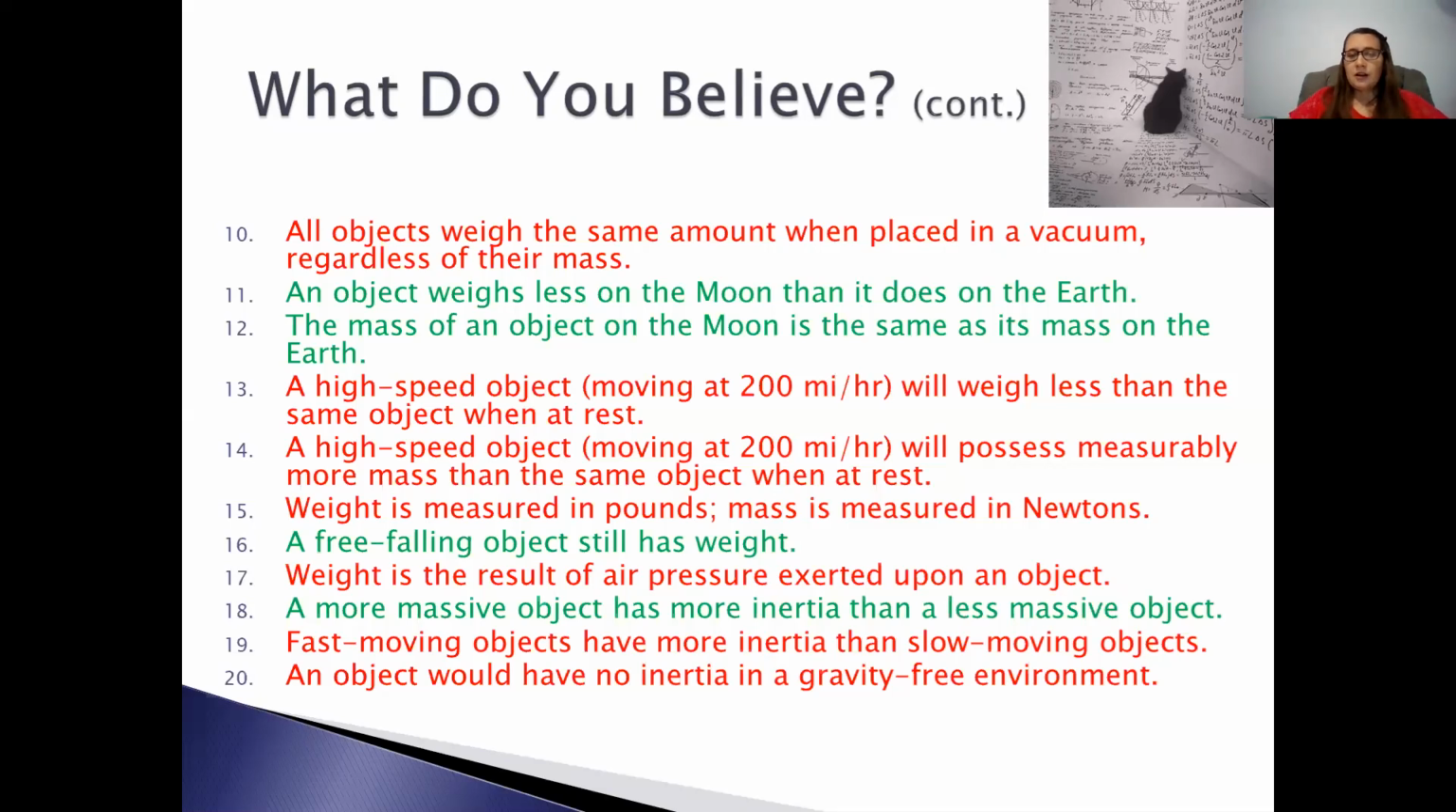A free falling object still has weight. Again, that comes down to do you know what the word weight actually means? It's a synonym for the force of gravity. And so we talked about last week when an object is in free fall, the only force that we consider acting on the object is the force of gravity pulling it down. So if the force of gravity is present on the object, then it has weight, even if it's falling through the air. Number 18, a more massive object has more inertia than a less massive object.